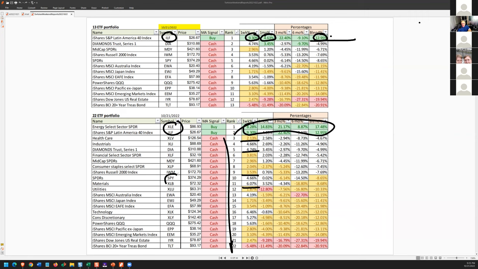There's your SPY and materials. That's healthy. Industrials and diamonds, that's even healthier. That's the infrastructure guys. That's the business cycle of making real things out of metal and wood. That's good.